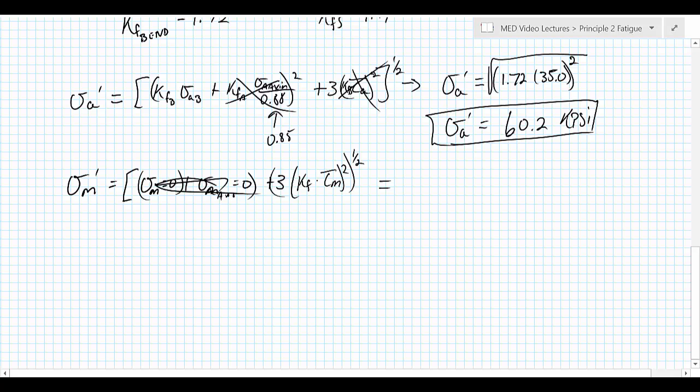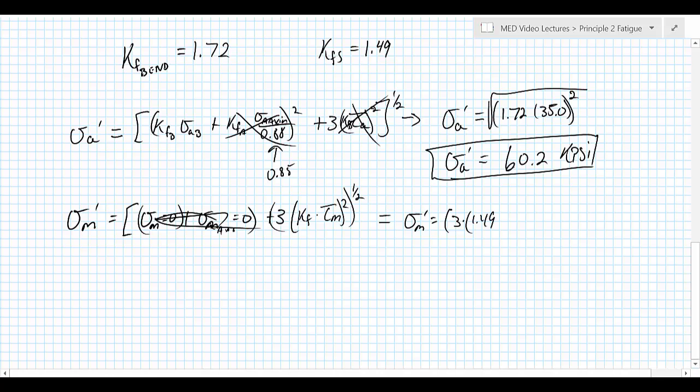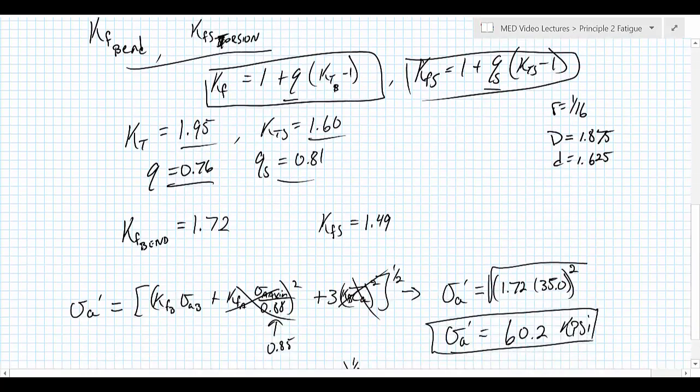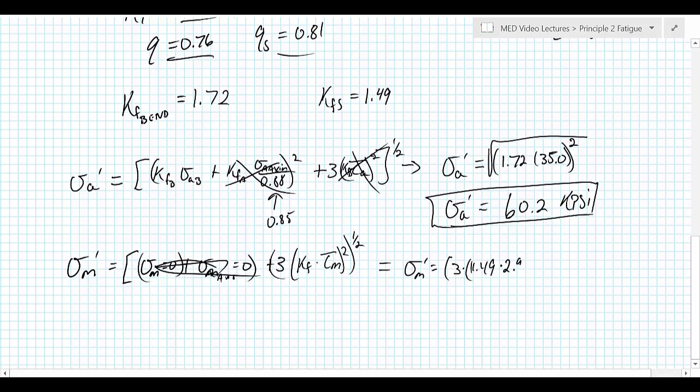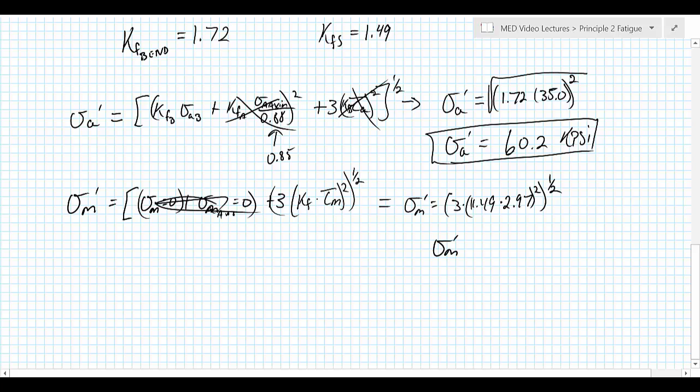So we will simplify this a little bit. Sigma mean prime equals 3 times KFS, which we found to be 1.49, times our mean stress of 2.97 squared, and then take the square root of all of that. Plugging that in, you should get something close to a mean stress of 7.66 kpsi. So this is only a small addition to the stress value that we had before.